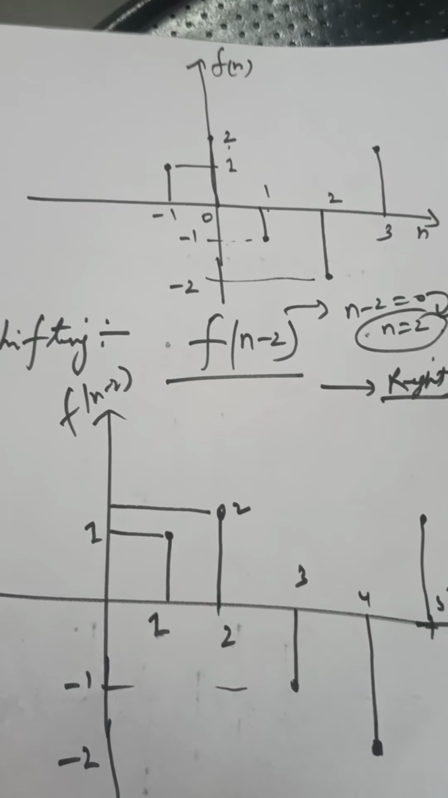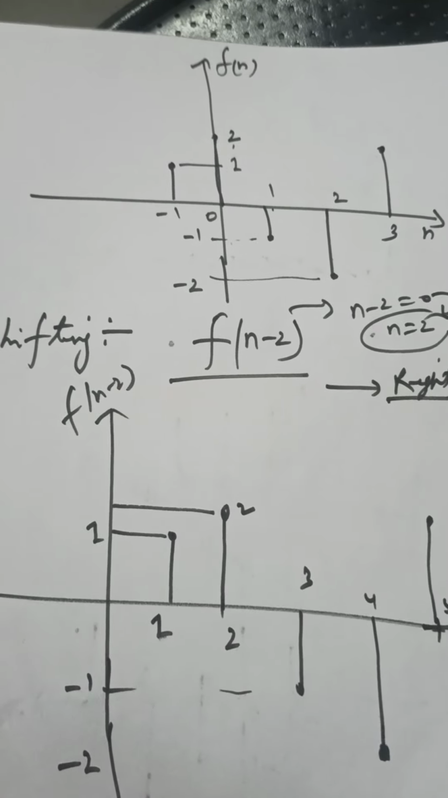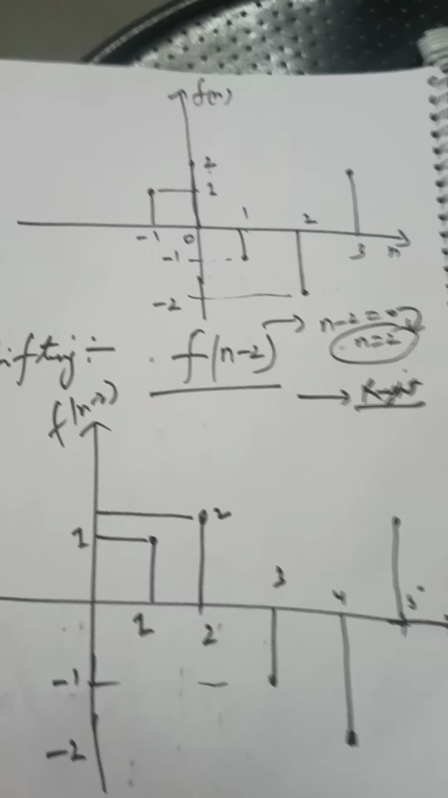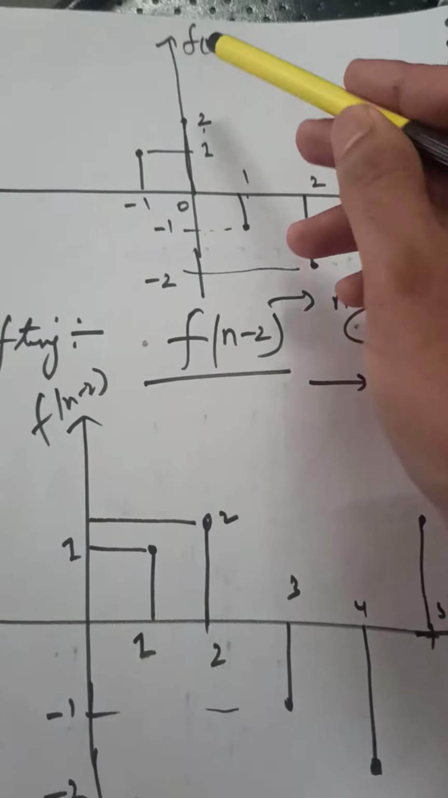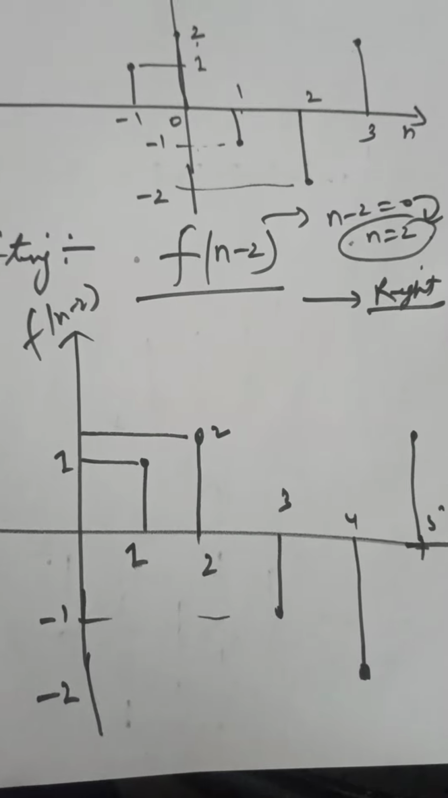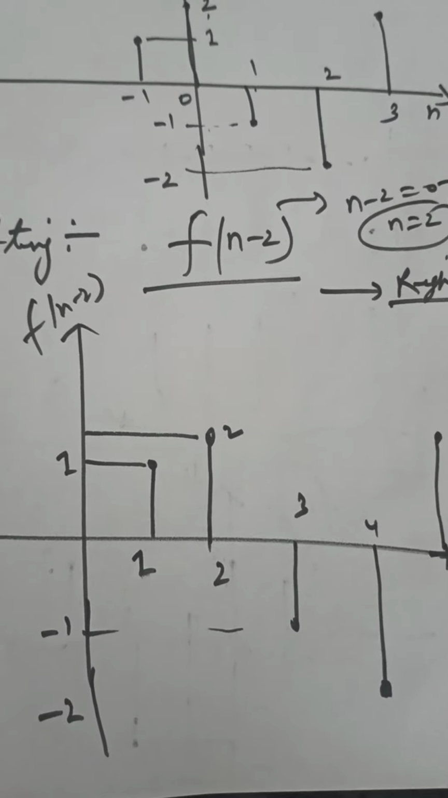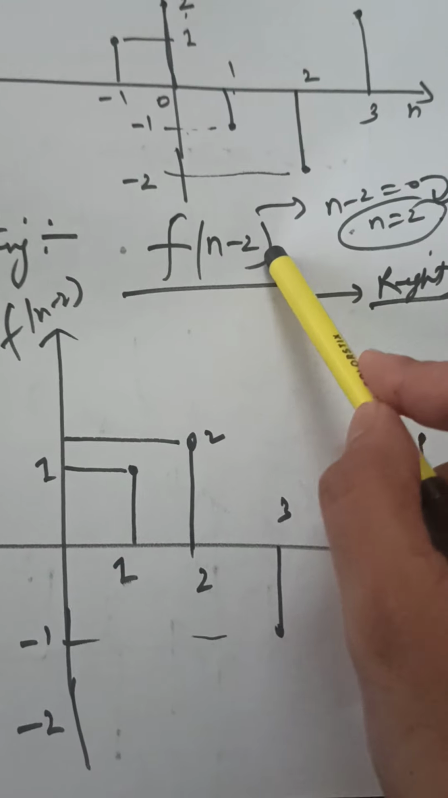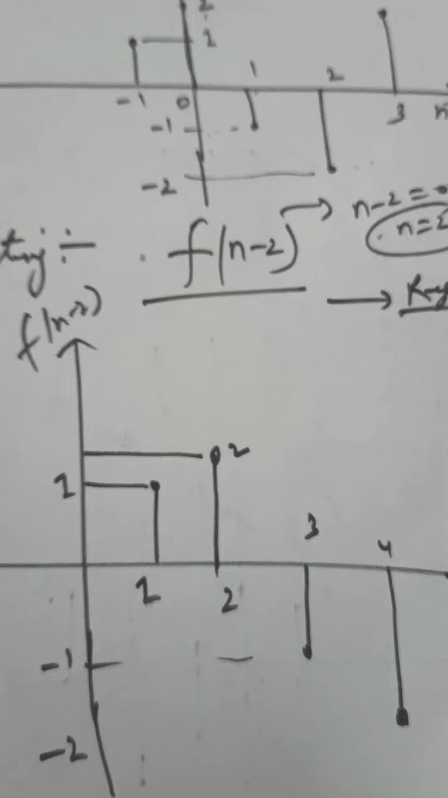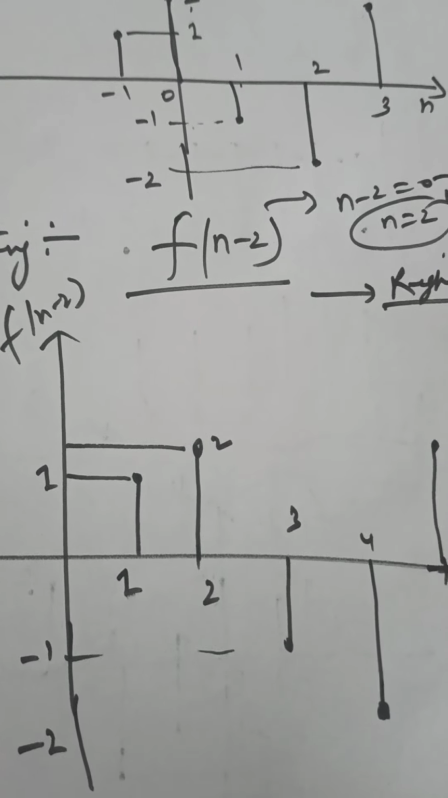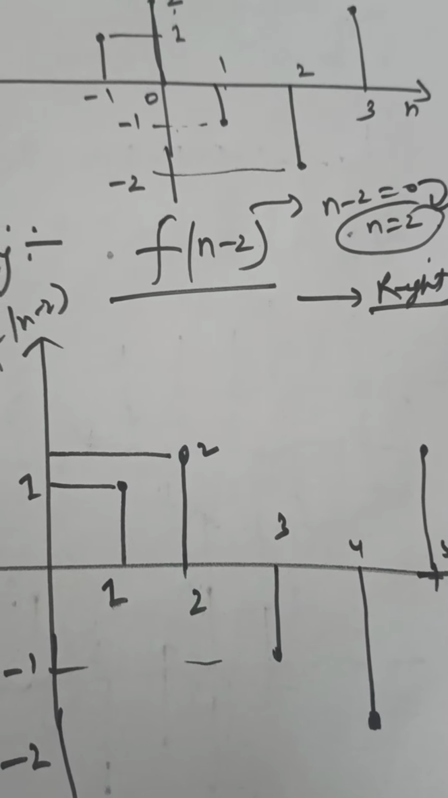For example, if f[n minus 2] shifting is considered, we will observe how shifting is carried out on a discrete signal. Look at this. This is f[n], and if f[n minus 2] is asked, we will shift the signal towards the right. How will the shifting be done? For a kid's perspective, you can simply put n minus 2 equals to 0, so n equals to 2. So shifting occurs by a step of 2.